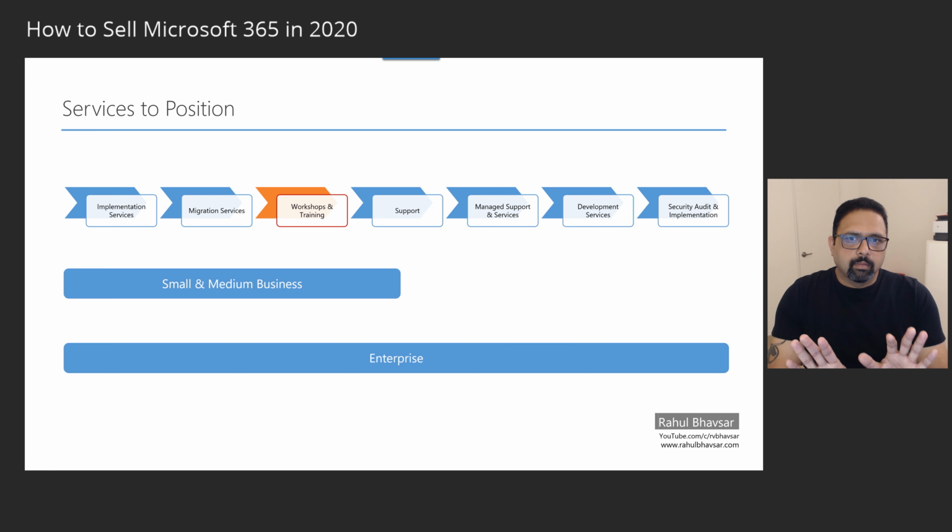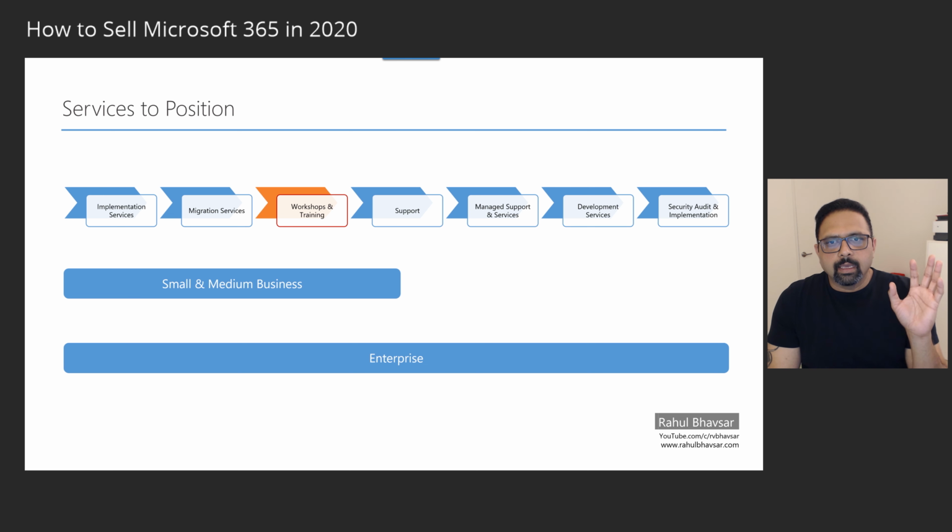So again, position your services based on the type of customer, but these are things which really matter. I've sold email and collaboration solutions to thousands and thousands. I think personally I've sold more than 70,000 seats so far in the last so many years within the Middle East. But all of these things matter to the customers, by segment.